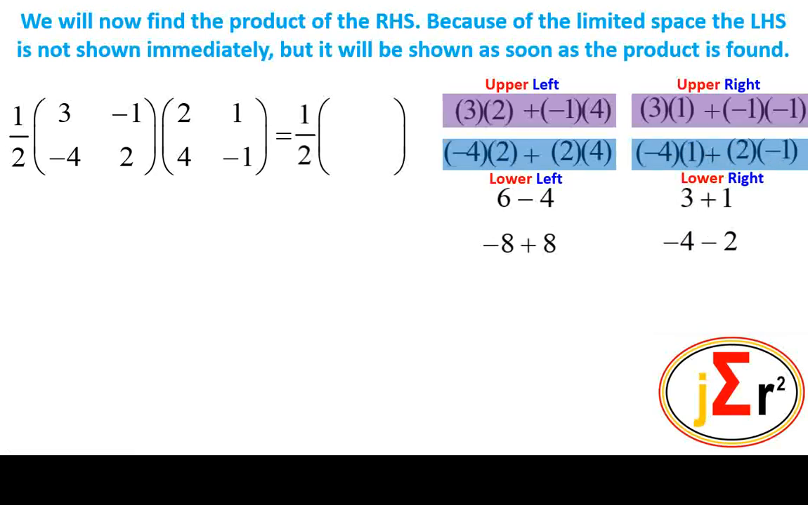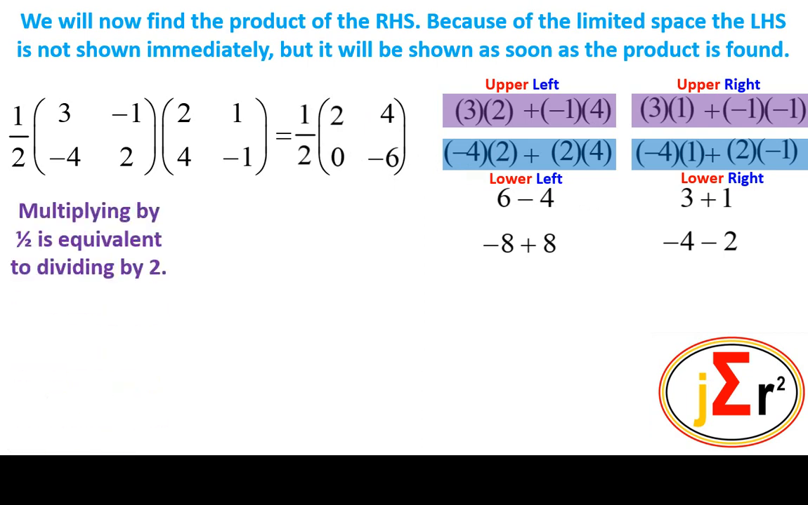-4 minus 2. Then, 6 minus 4 is 2. 3 plus 1, that's 4. -8 plus 8 is 0. And this is the one that students might have a second thought about. -4 minus 2. That will be -6. And we will enjoy the simplification process from here on, because these numbers are all even numbers, and we are required to multiply by a half, which is the same as dividing by 2.